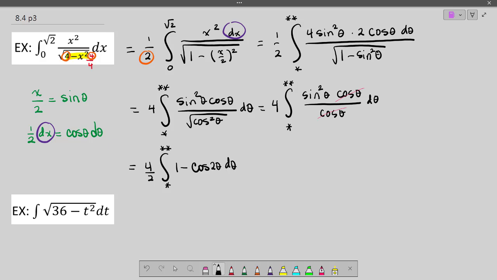So the identity says 1 minus cosine 2 theta over 2. The over 2 factors to the front. So this will give us 2. And then we integrate and we get theta minus the integral of cosine, which is sine of 2 theta, but then we have reverse chain rule, so we have to divide by 2. So we end up with that.